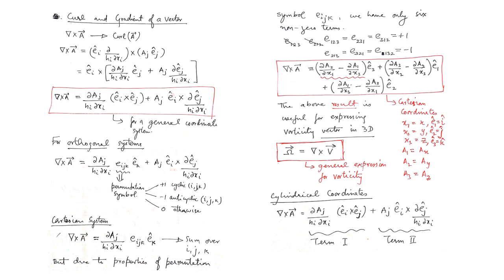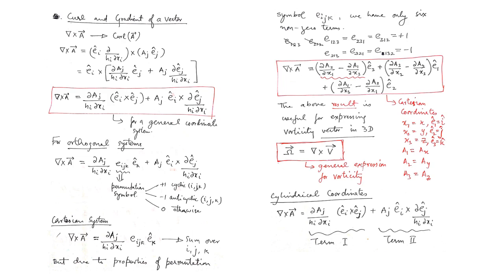That is because of the fact that for any combination which is not cyclic and anticyclic, it is 0. Permutation symbol tells us that the cross product will not result. So therefore, you actually have to deal with only 6 and only 3 cyclic and 3 anticyclic. So no need to have a summation over I, J and K as far as the first term is concerned.